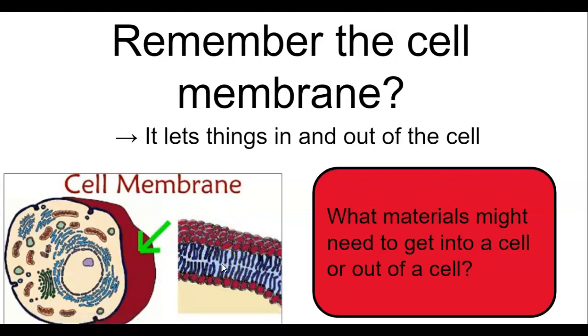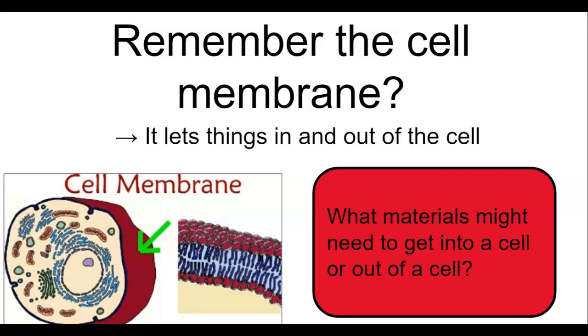So take a second and think to yourself, what materials might need to get into a cell or out of a cell, right? Because the cell membrane lets things in and out. What might need to get into a cell or out of a cell? So the main thing we're going to be talking about is waste and nutrients. So just like your body, think about your body. What goes into your body?